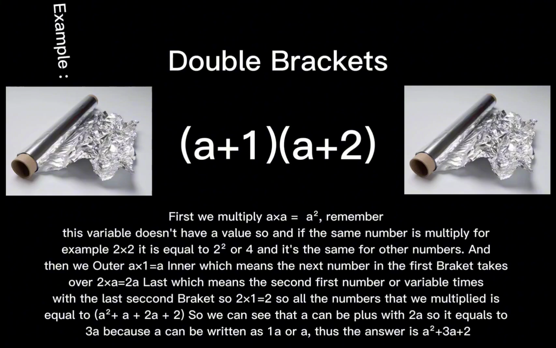And then we add a times 1 equals a, the inner, which means the next number in the first bracket takes over, 2 times a equals 2a. Last, which means the second number times the last number in the second bracket, so 2 times 1 equals 2. So all the numbers that we multiplied give a squared + a + 2a + 2. We can see that a can be added with 2a, so it equals 3a because a can be written as 1a.